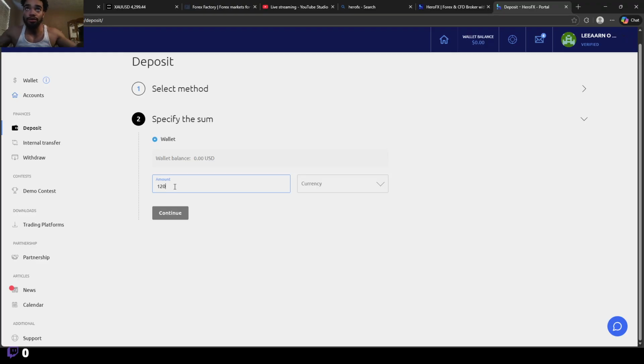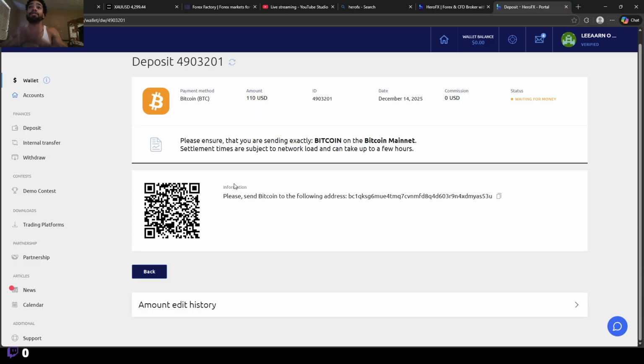I know it's a 105K challenge. Just doing it for like spreads and a safety amount. Actually, let's do 110. Yeah, I'll pay 110. So this is the code, right?